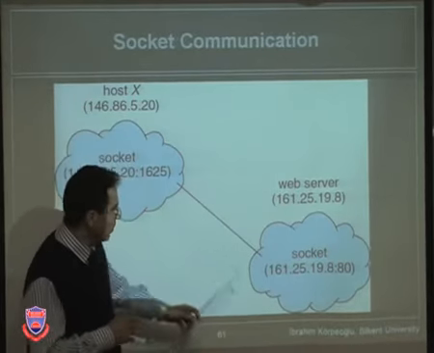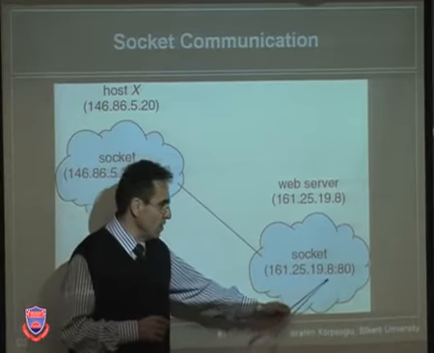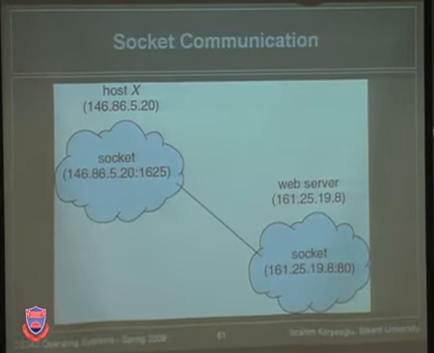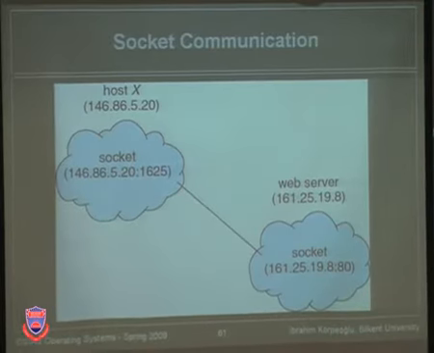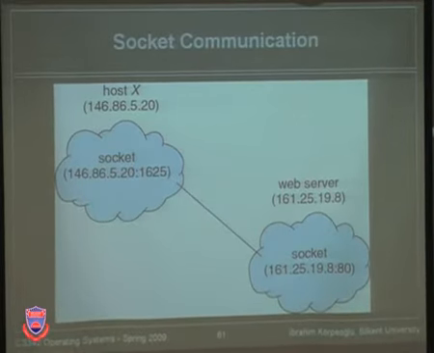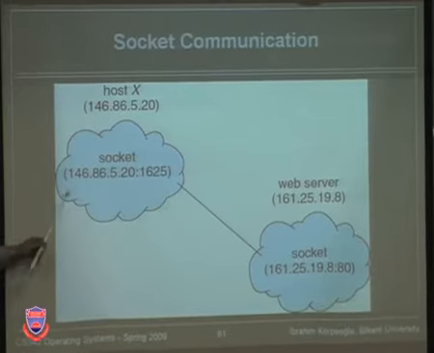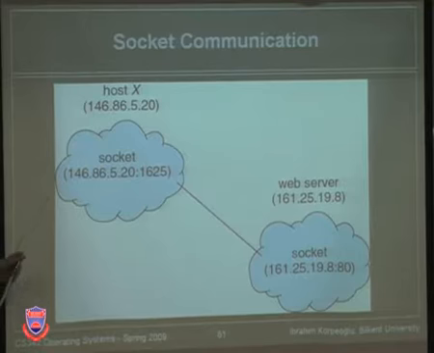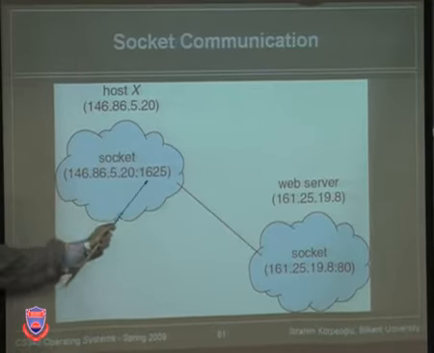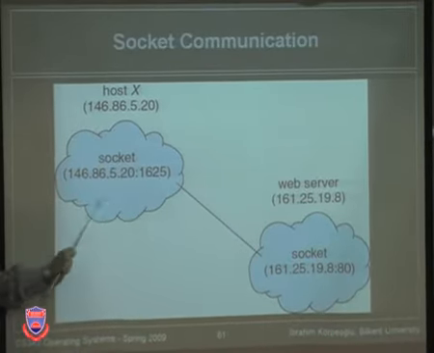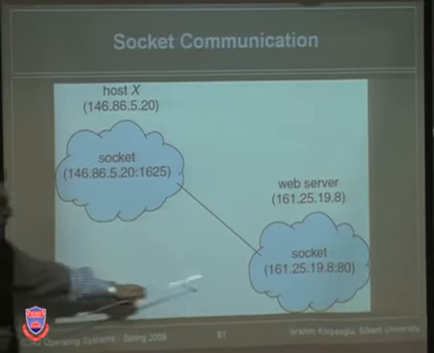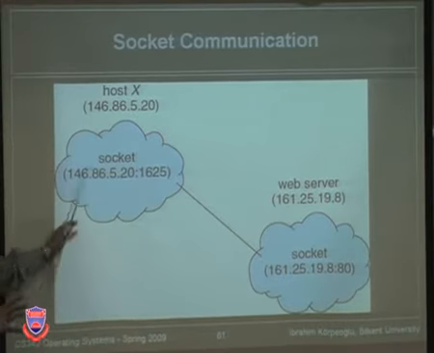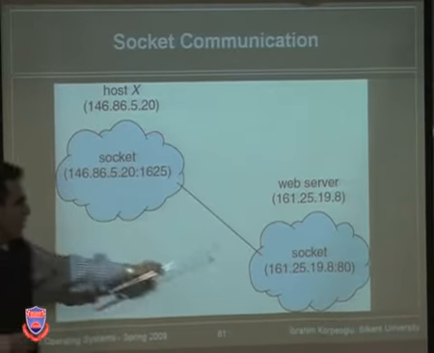In this example, we have a web server running in that machine with that IP address and using 80 as the port number. That web server can open the socket and wait for connection requests there. A web browser, for example, running on this machine, host X, may open a socket with port number 1625 and use that socket to establish a connection to the server. As a result, we have a connection from this socket to that socket.